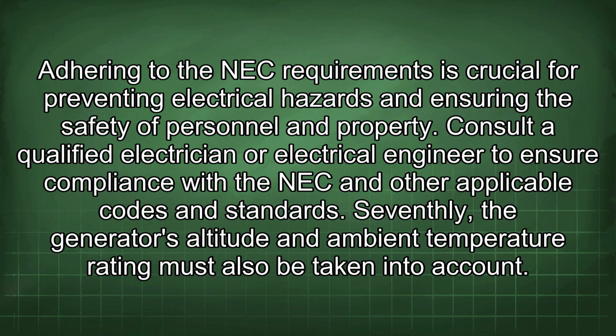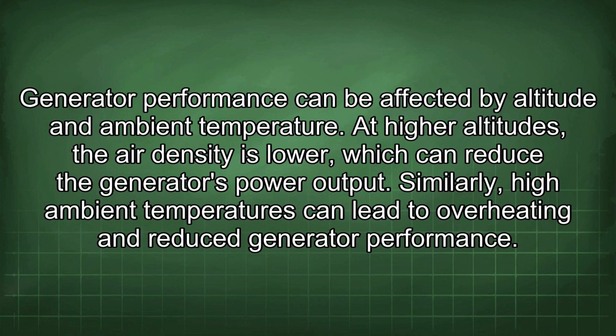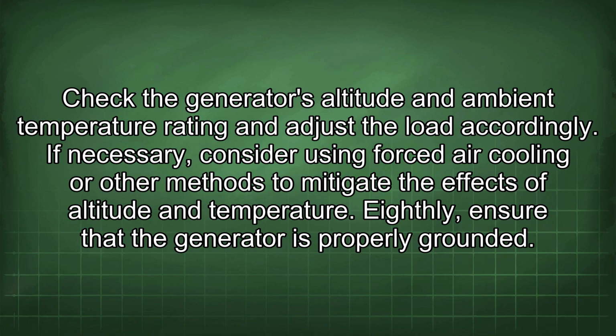Seventhly, the generator's altitude and ambient temperature rating must also be taken into account. Generator performance can be affected by altitude and ambient temperature. At higher altitudes, the air density is lower, which can reduce the generator's power output. Similarly, high ambient temperatures can lead to overheating and reduce generator performance. Check the generator's altitude and ambient temperature rating and adjust the load accordingly. If necessary, consider using forced air cooling or other methods to mitigate the effects of altitude and temperature.